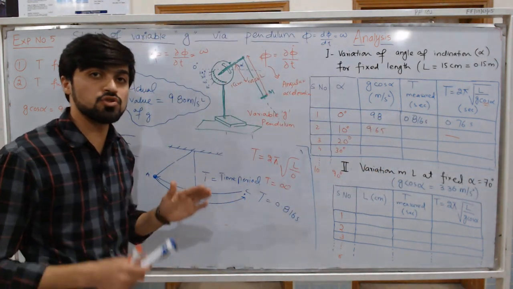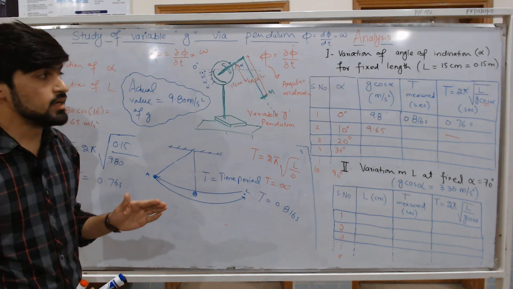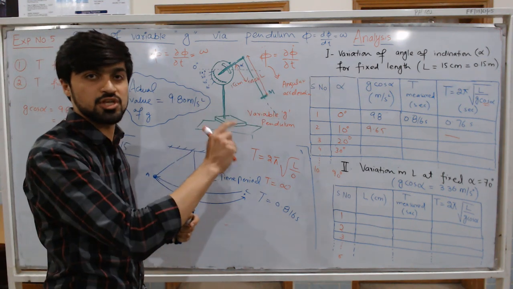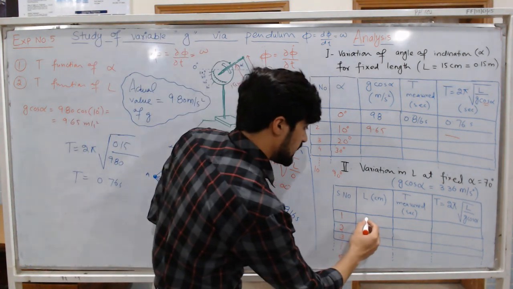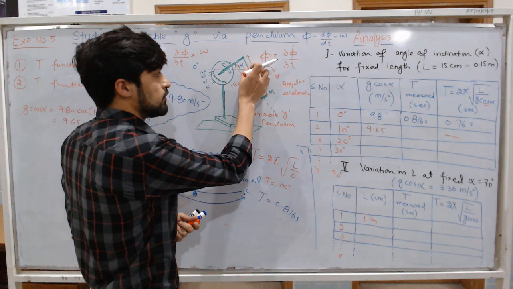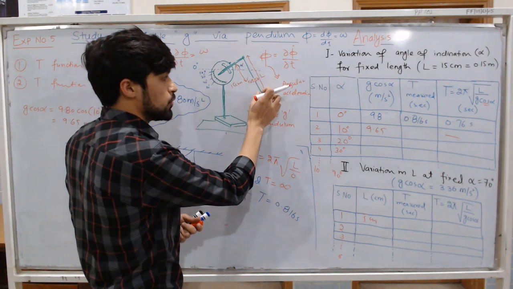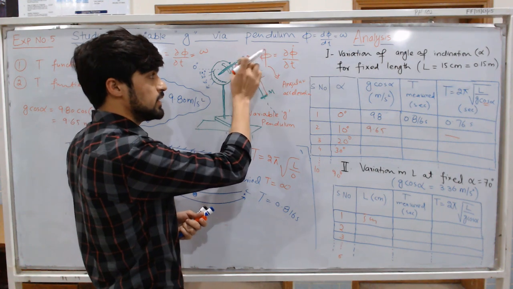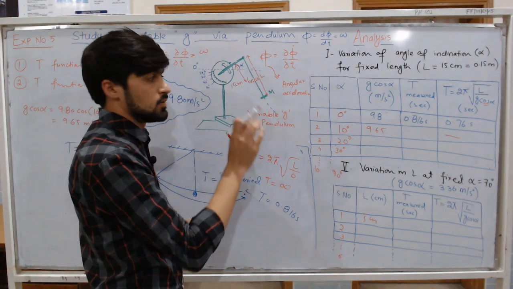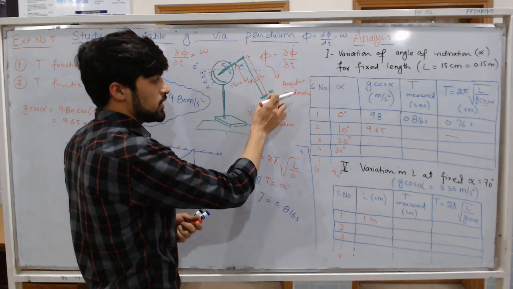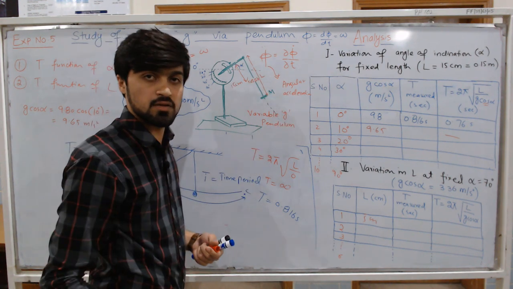You will keep it at 70 degrees now. Now you will keep on changing the length of the pendulum, and you can do it simply by moving the mass above and below. So initially, if the length is 5 centimeter, your mass will be here. Then it will be at 10, then 15, 20, 25, 30. Let's say the length of the pendulum is 30. So you will be having 6 rows: 5, 10, 15, 20, 25, 30.